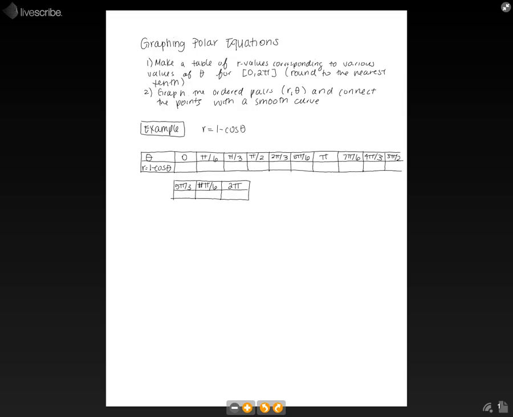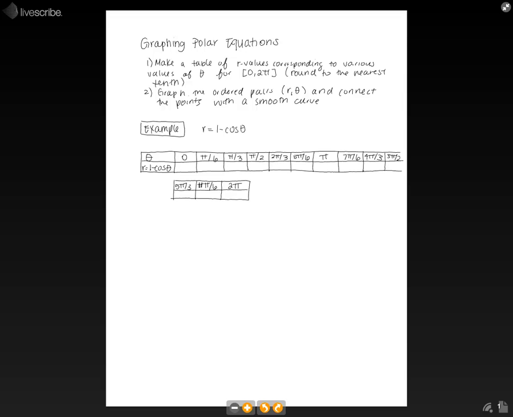Given the equation r equals 1 minus cosine of theta. I have made a chart for all of my theta and the corresponding r values from 0 to 2 pi, and I've just taken known increments. So what you would do is plug the value for theta into your equation, r equals 1 minus cosine theta, and solve for r.